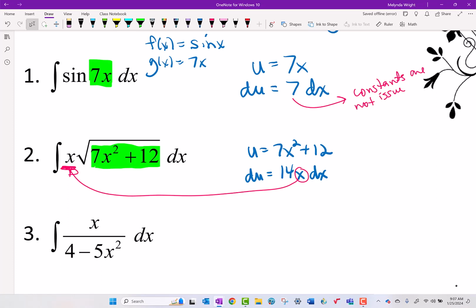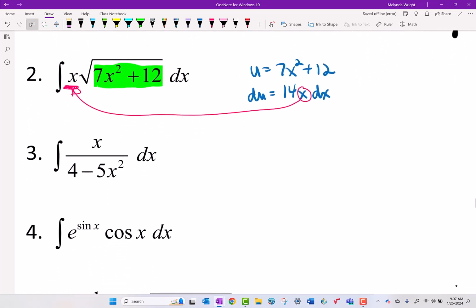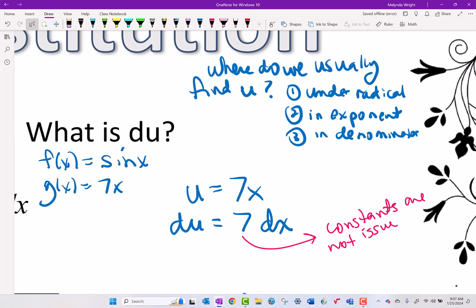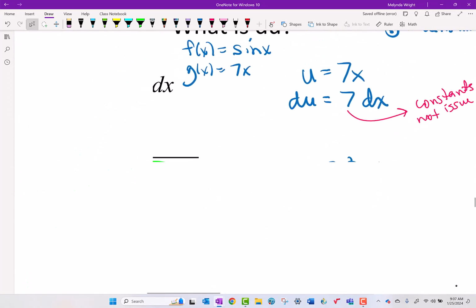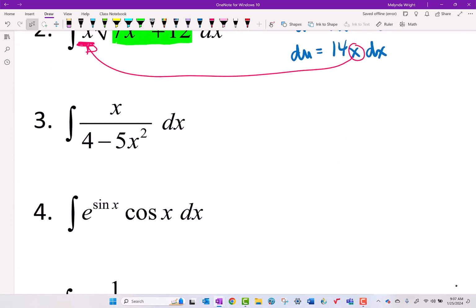Okay, so let's look at the third one. So I said most likely the three places we find u are under the radical, in the exponent, in the denominator. Those are the most likely places. So let's look at this one. It's probably in the denominator. Let's check to see if it works. That's probably it. So let's say u is 4 minus 5x squared.